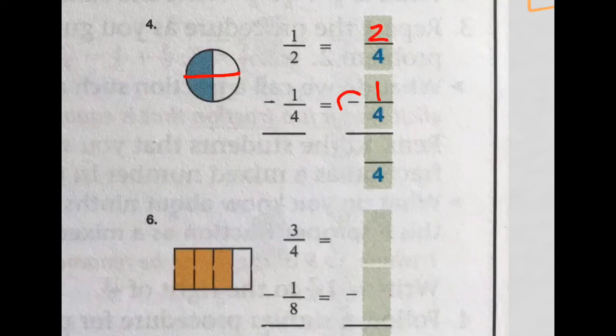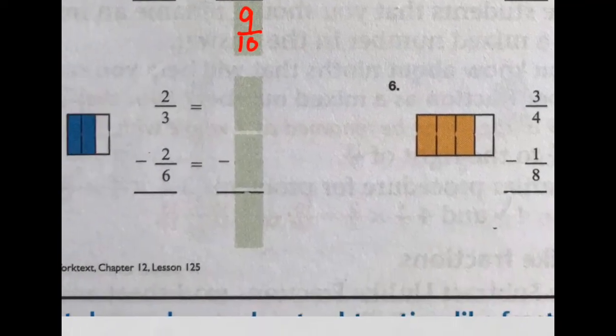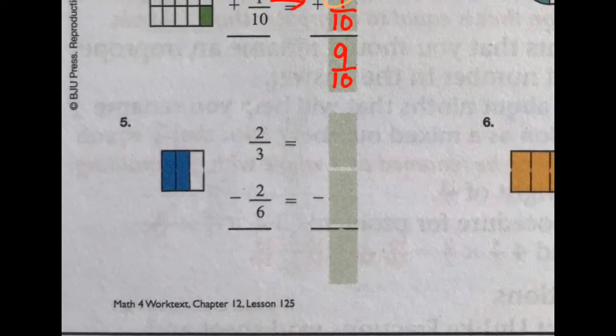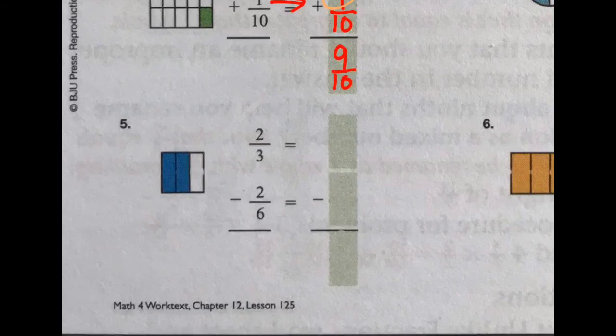Now we can subtract. Don't forget to look at the sign. 2 minus 1 is 1. 1/4 is the answer. See if you can do number 5. Pause, work it out, and then start the video again because I'm going to work through it and you can check your answer that way.